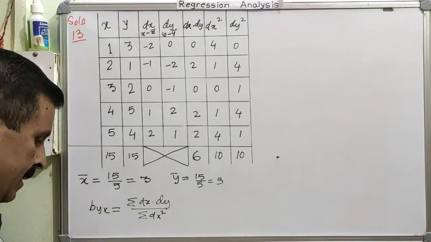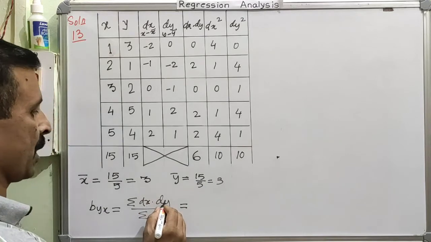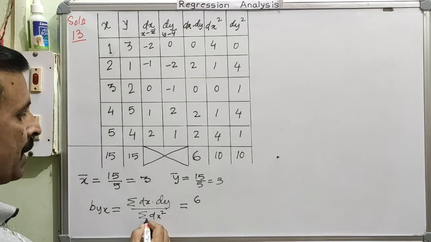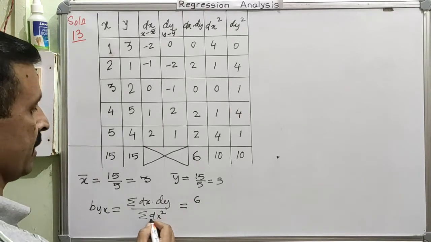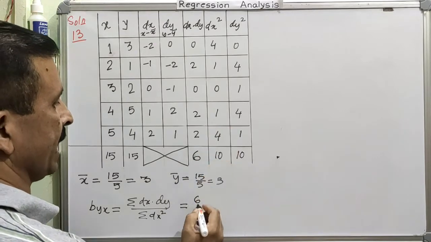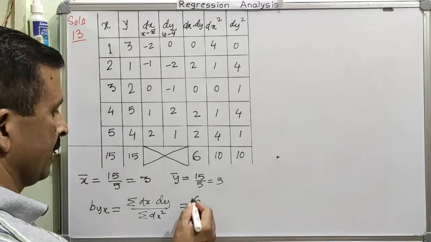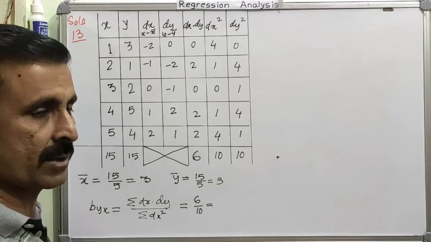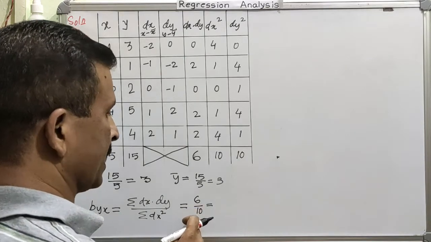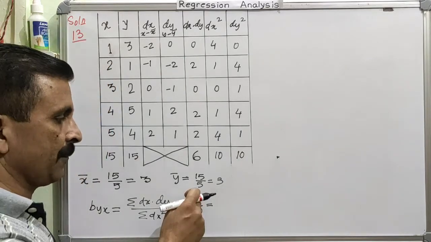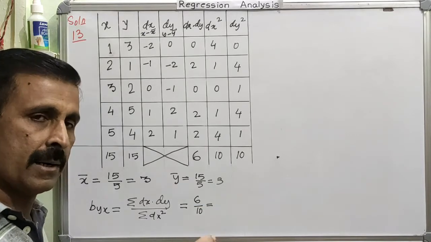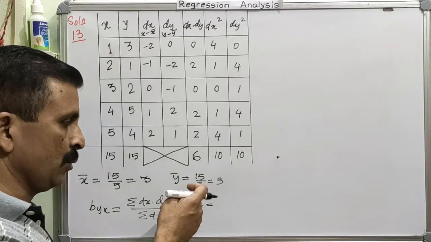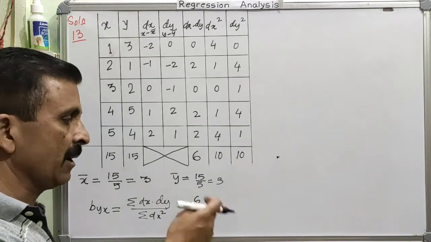So now put the value. The sum of all the product of dx and dy you calculated was equal to 6, right? And the sum of all the dx square is how much? 10. Is this okay? Now you can either simplify and keep it as a fraction, or change it into decimal. Please remember, when you keep this as a fraction you will have one answer, and if you change it into decimal it will appear to be different, but actually there will be no difference. So you can solve the question by either converting into decimal or into fraction.